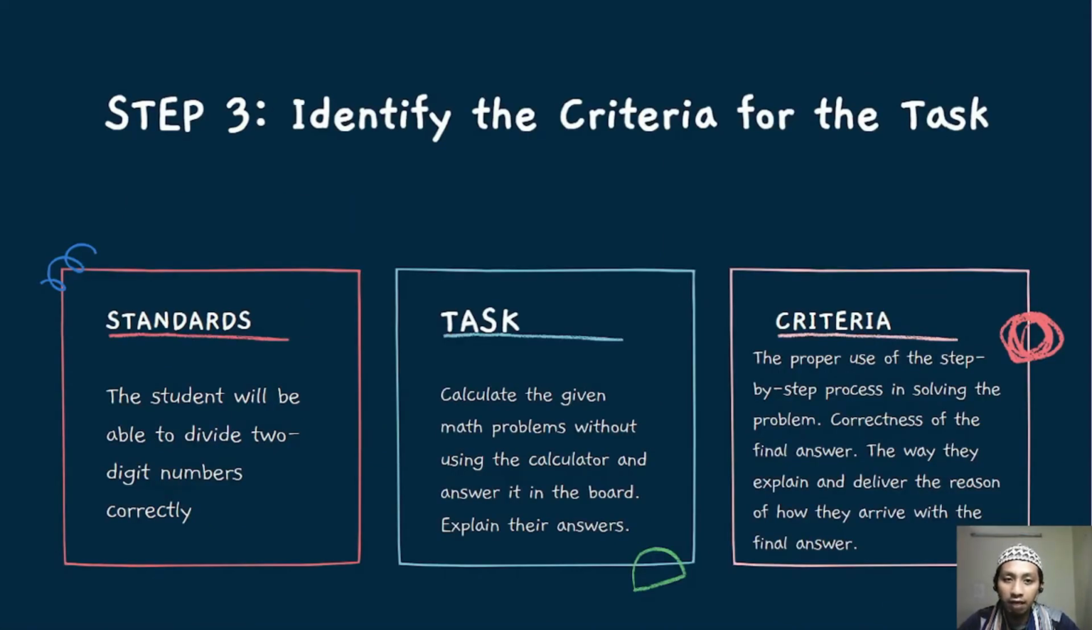Identify the criteria for the task. Example for the standards: the student will be able to divide 2-digit numbers correctly. For the task, calculate the given math problem without using the calculator and answer it on the board. Explain their answers. For the criteria: the proper use of the step-by-step process in solving the problem, correctness of the final answer, and the way they explain and deliver the reason of how they arrive at the final answer.